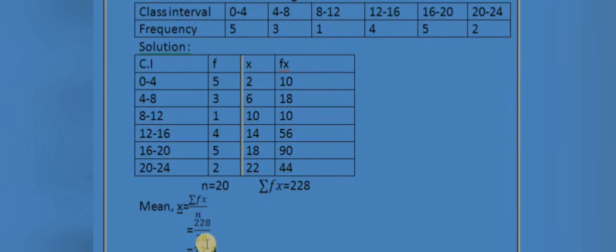This is direct method. In the next video I will explain the second method, assumed mean method: how to find the mean by assumed mean method.